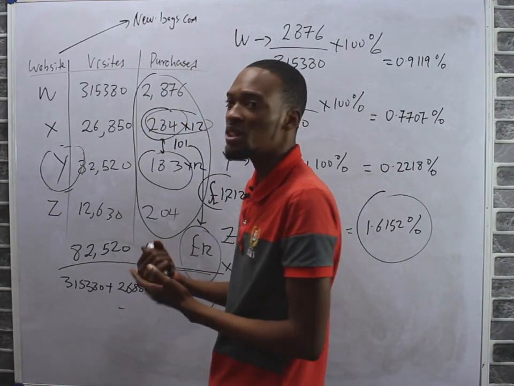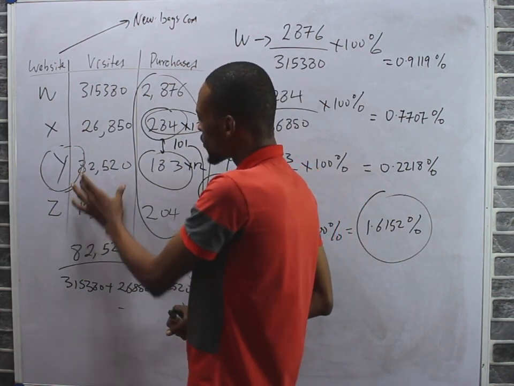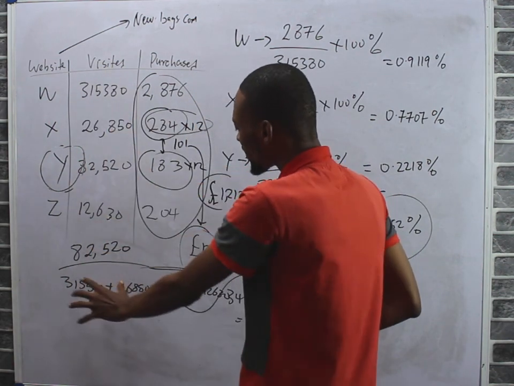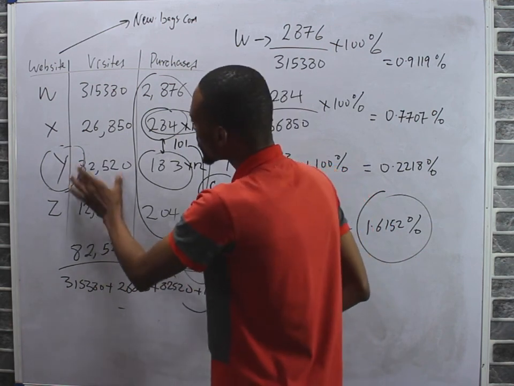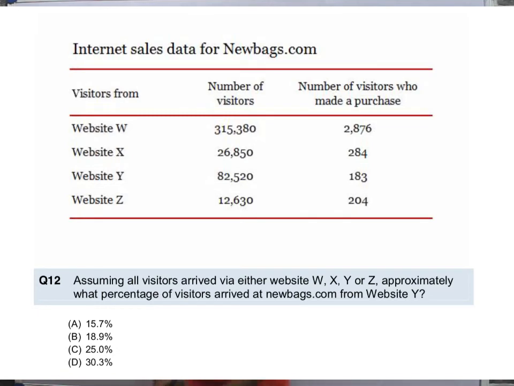If the total number of visitors coming to newsbag.com are either from W, S, Y, and Z, this means that the percentage of those visiting from website Y will simply be the number of those visiting from website Y over the total number from all four, everything added together, times 100. That is the percentage. This would give you 82,520 divided by 437,380, which is the total, times 100, and that is 18.87%.